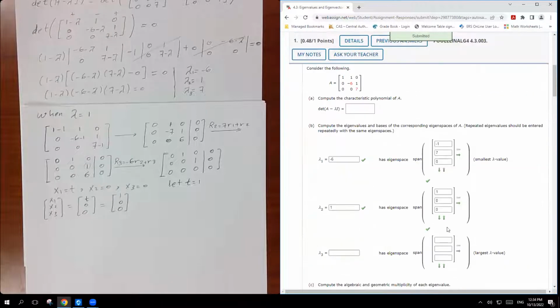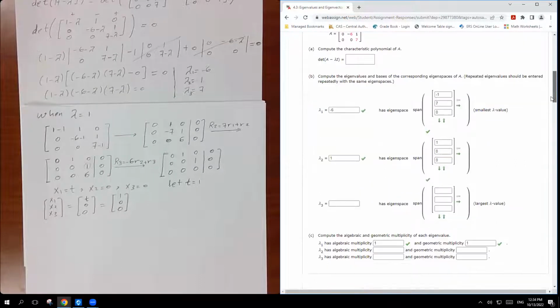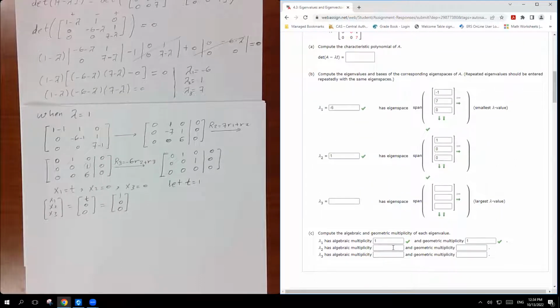The next one, to find when lambda equals 3, the multiplicity is the same thing, because it's not changed. There is no multiplicity here, it is 1 and 1. It's not repeated. That means the multiplicity is going to be 1.